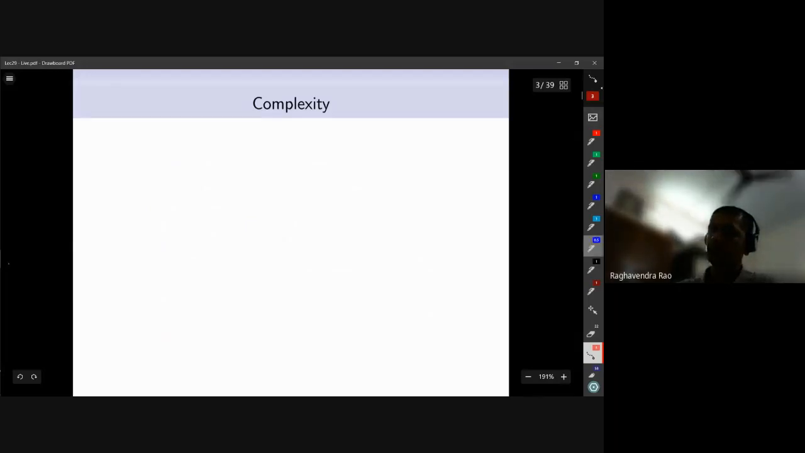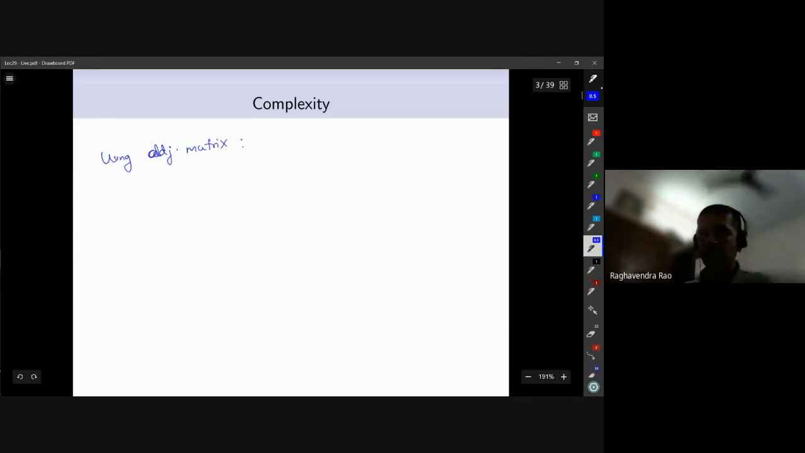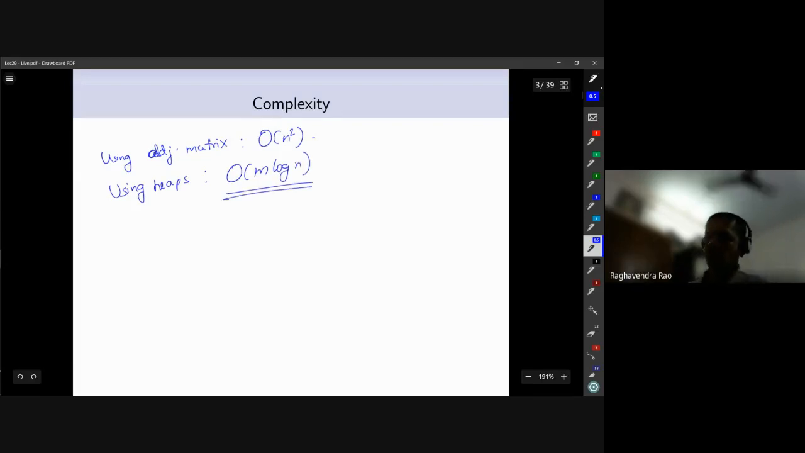I just stated without much proof that the naive implementation, using an adjacency matrix, will require order of n time per iteration, so it will be order of n square. Okay, so we'll use what are known as heaps. Using heaps, we can improve this to order of m log n. This improvement is significant when the number of edges m is smaller than n square, or say smaller than n square by log n.